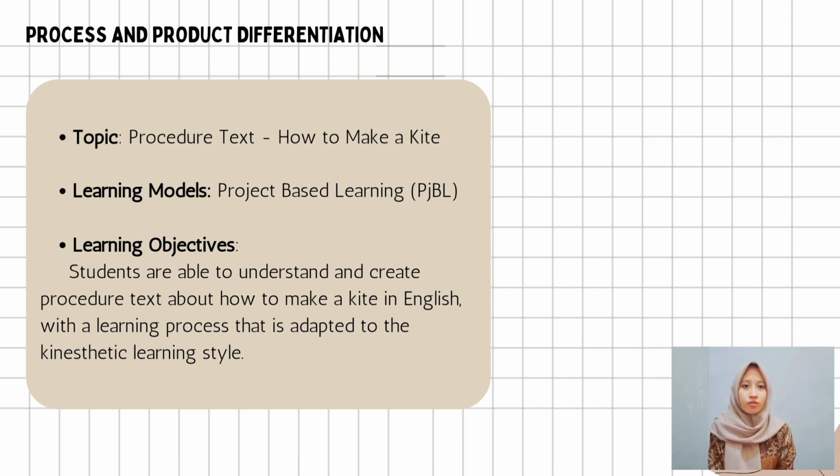The objective of this learning: students are able to understand and create procedure text on how to make a kite in English with a learning process that is adapted to the kinesthetic learning styles. For the product in this lesson, students make a video tutorial containing a demonstration of making a kite.